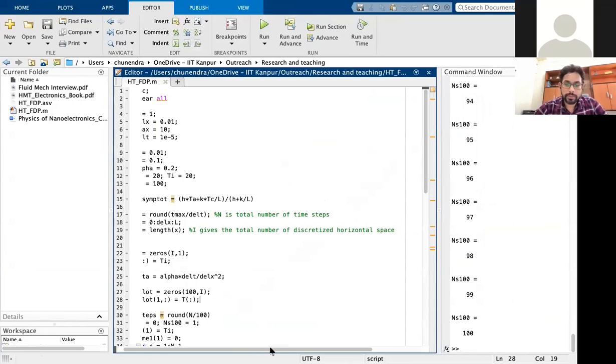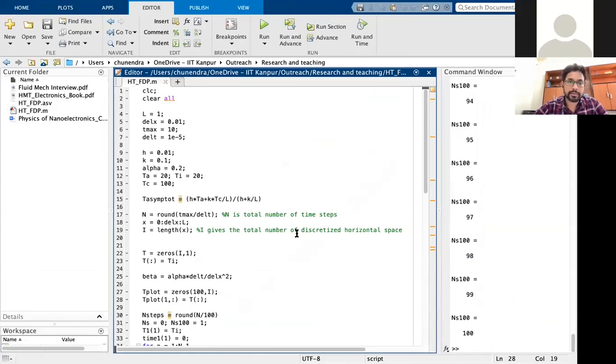Okay, so we defined many things, starting with the thickness of the slab. That is equal to 1 centimeter. That is the thickness of the slab that we are trying to model. Okay, and then we define delta x, that is 0.01 centimeter. So we are actually dividing the complete slab into 100 grids.